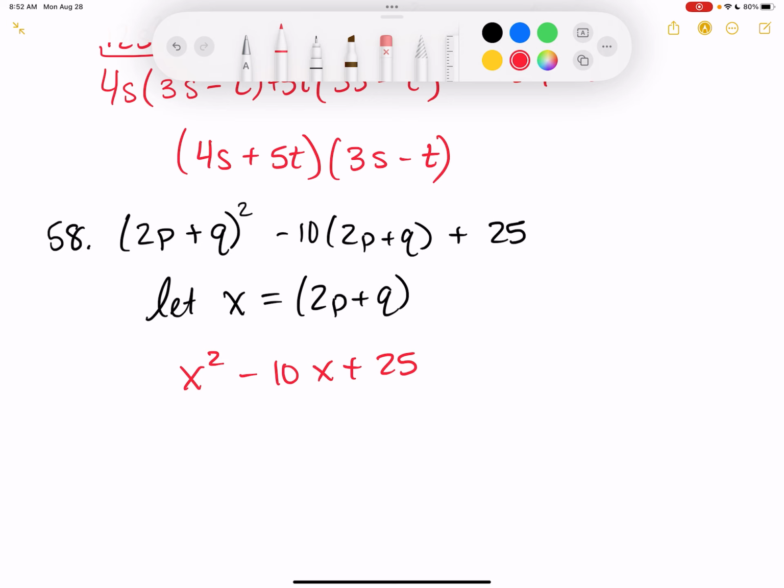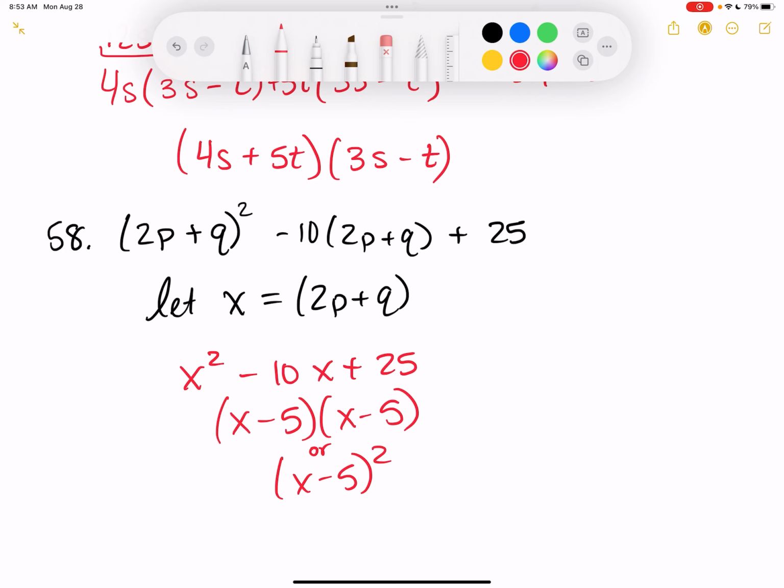Negative 5 and negative 5 multiplied together gives you a positive 25, added together gives you negative 10. So I personally don't go through and rewrite the middle step as minus 5x and then factor by grouping. I just go straight to this. Okay, now, in this case, it's the same number, so you can actually write it like this. Either way is fine. They are the same thing.